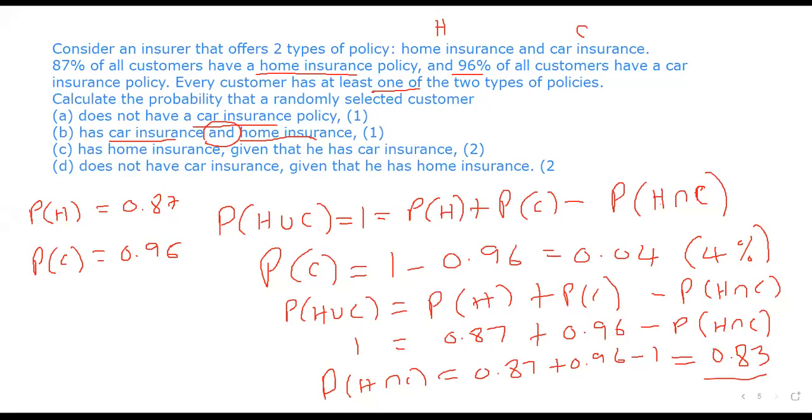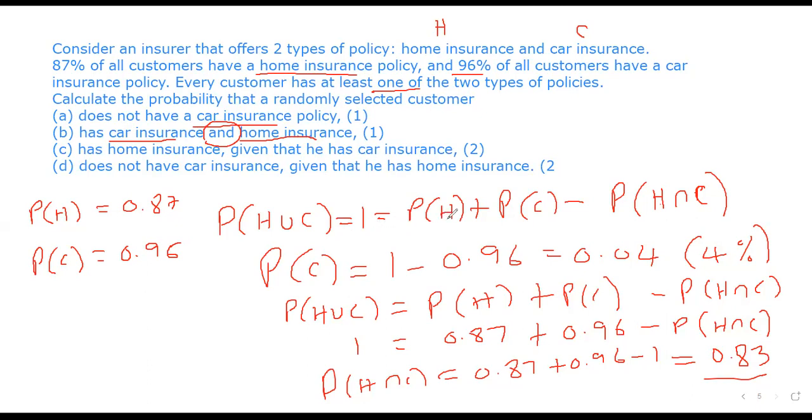If you are only given the probability of H and C alone, without any other information, you could just quickly multiply them and it will give you the intersection. But if you have other underlying conditions, they supersede that basic rule. We're told that every customer has at least one of the two policies. So this tells you that H union C gives you 1. That's why we equated to 1. Is that clear?